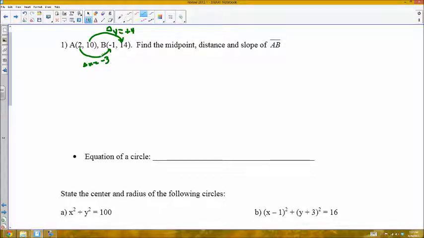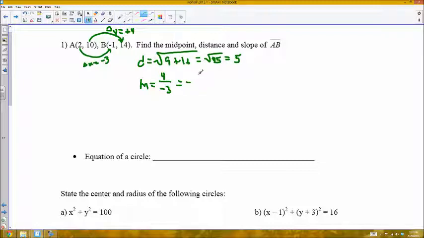So that's a quick way to find your changes in y and changes in x's without actually having to write out a large formula. With that in mind, I can quickly find the distance, which is the square root of this change in x squared, which would be 9, plus the change in y squared, which would be 16. So this is really the square root of 25, which is just 5. So there's my distance, 5. I can find my slope, which is the change in y, which is positive 4, over the change in x, which is negative 3. And whenever we have negatives in fractions, we'll pull them out. So negative 4/3 would be the slope.